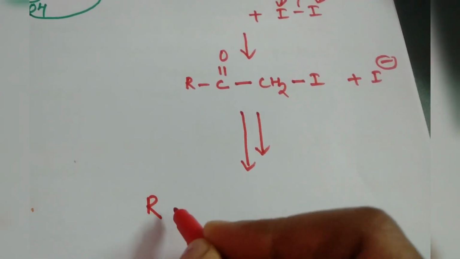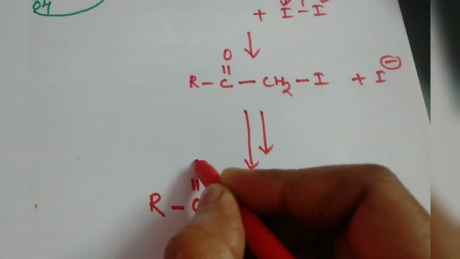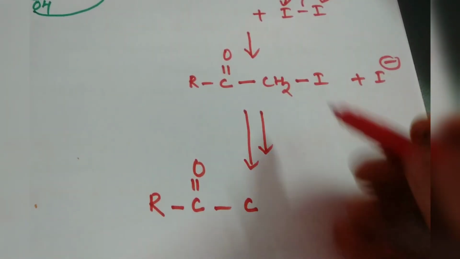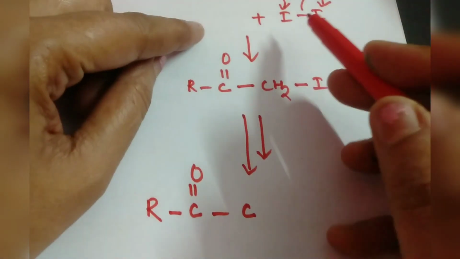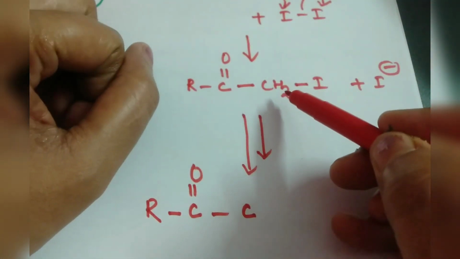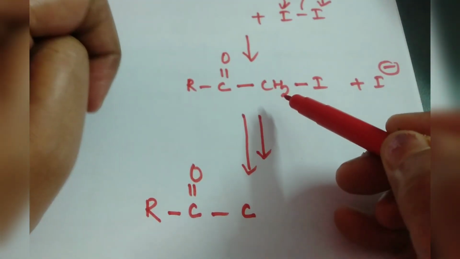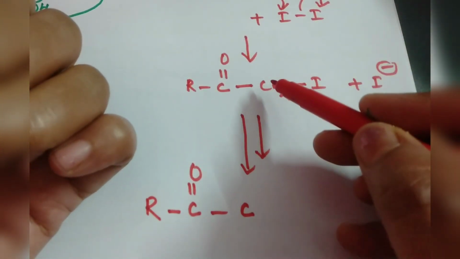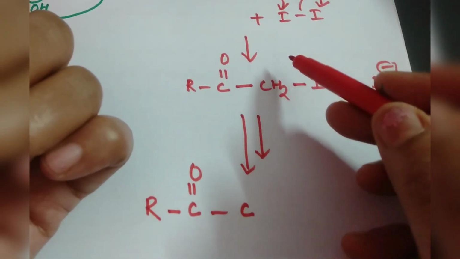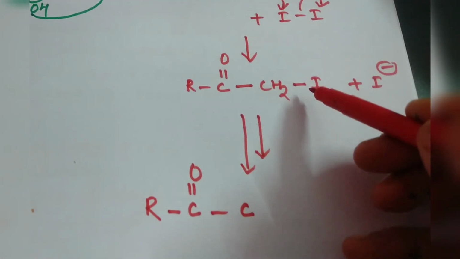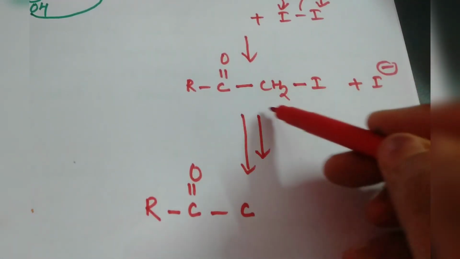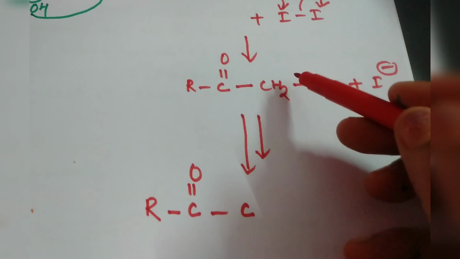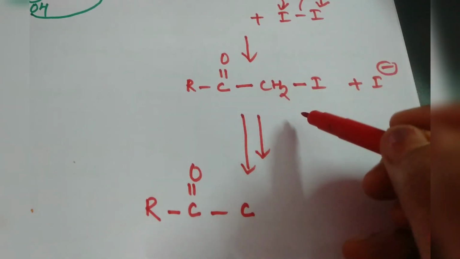The product becomes R C double bond O C. See here, if I add another I2 molecule, again one hydrogen is removed by substituting one iodine. If I add the third I2 molecule, the last hydrogen is also removed by adding one iodine molecule. So in total, all the alpha hydrogen atoms are removed by substituting iodine.